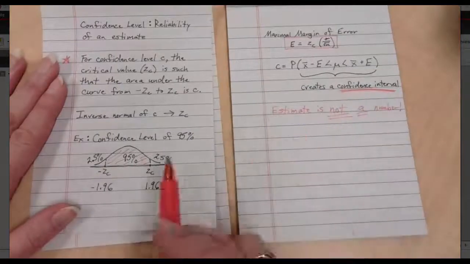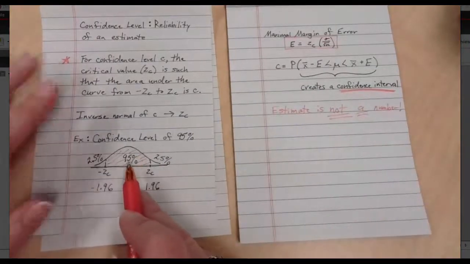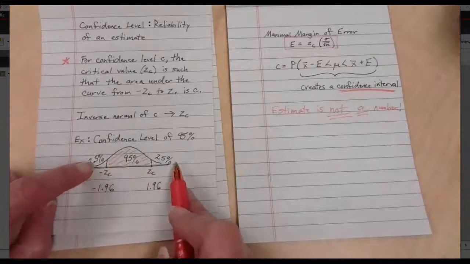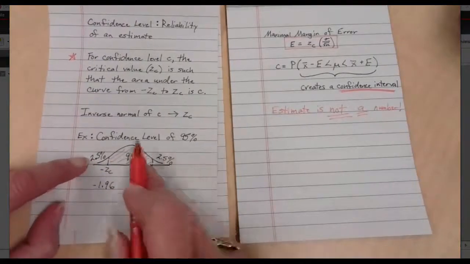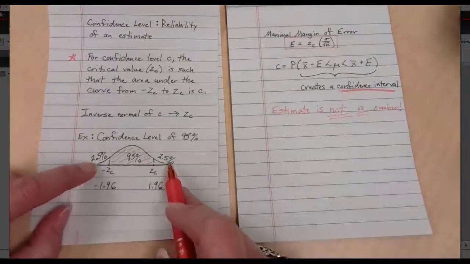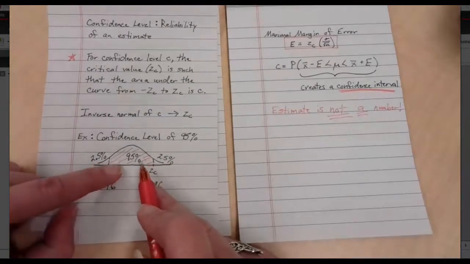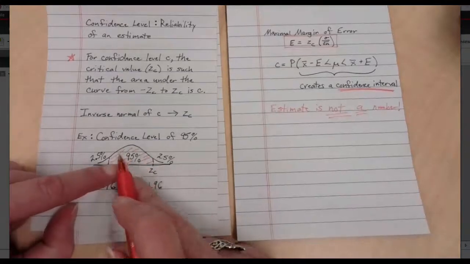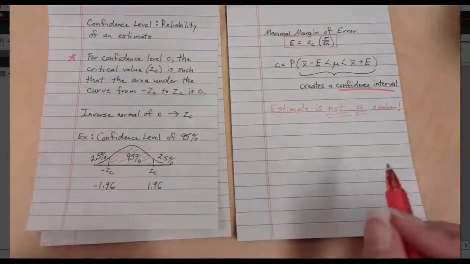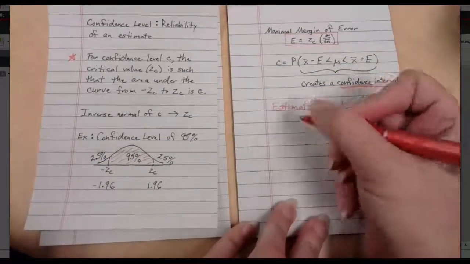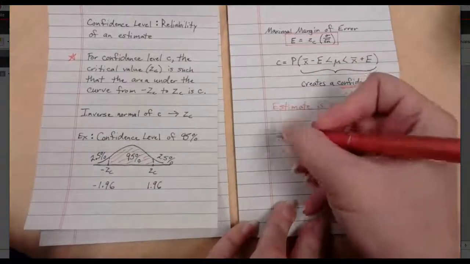Recap. If I want to be more confident, I need a bigger interval so that I can be more confident that the mean is in there. If I am less confident, I can create a smaller interval, but again, I'm less confident that the mean will be in that interval. Recap again, because this is something people don't always grasp the first time.